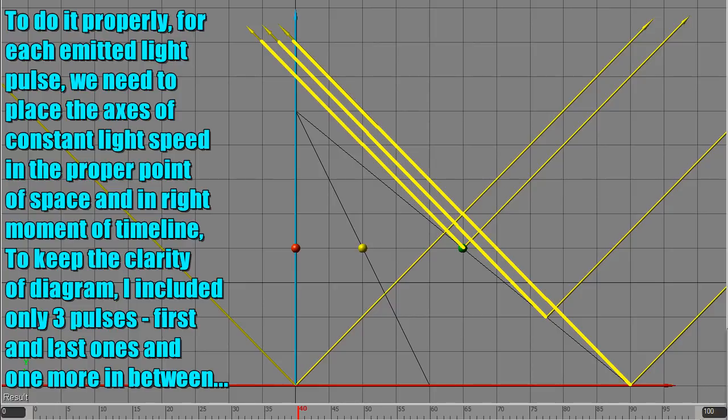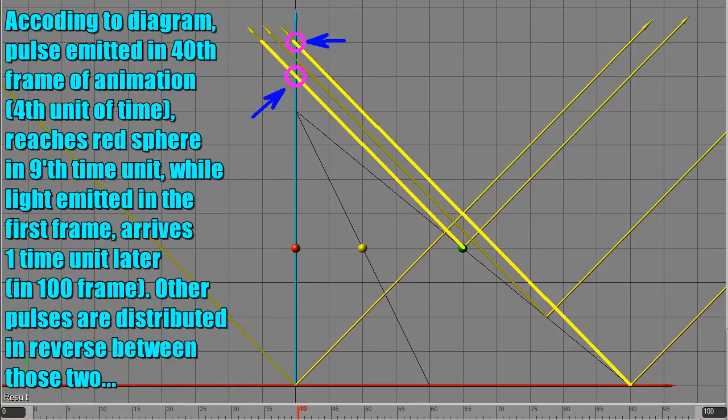To do it properly, for each emitted light pulse we need to place the axis of constant light speed in the proper point of space and the right moment of time. To keep the clarity of the diagram, I included only 3 pulses: the first, the last, and one more in between. According to the diagram, the pulse emitted in the 40th frame of animation, the 4th unit of time, reaches the red sphere in the 9th time unit, while light emitted in the first frame arrives 1 time unit later, in the 100th frame. Other pulses are distributed in reverse between those two.